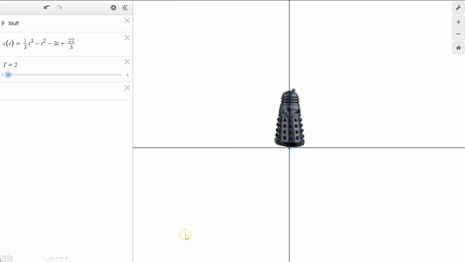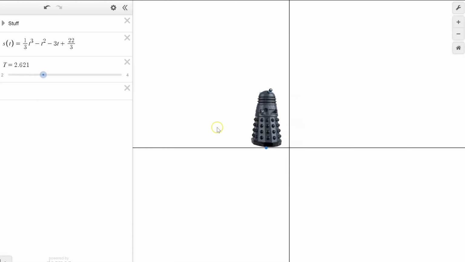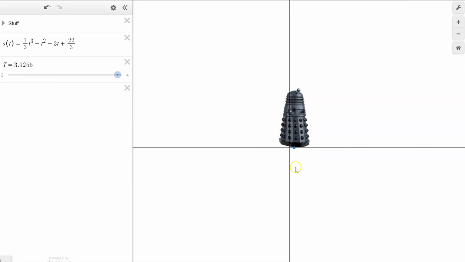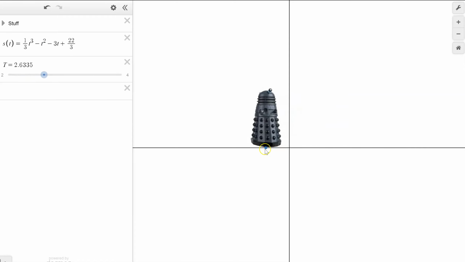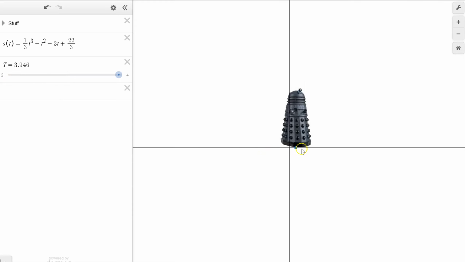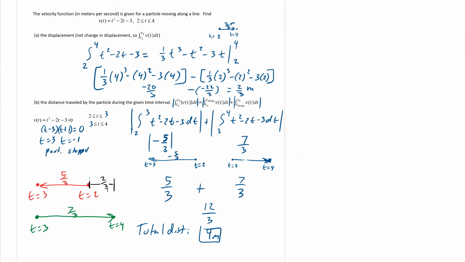So let's look at this. I've already got a picture for us. So I've moved it, modified it a little bit. There's our antiderivative, and then I moved it over our 22/3, which is what it was at 2 seconds, so that we get it at 0 to get a nice little picture. So watch it. If I hit play, it moves to the left. So it's moving over 5/3, and then back over here 7/3 for a total net displacement of 2/3. But you can see the total distance it went was 4 meters. So it's going back 5/3. And then this way 7/3 for a total of 4 meters. There you have it.